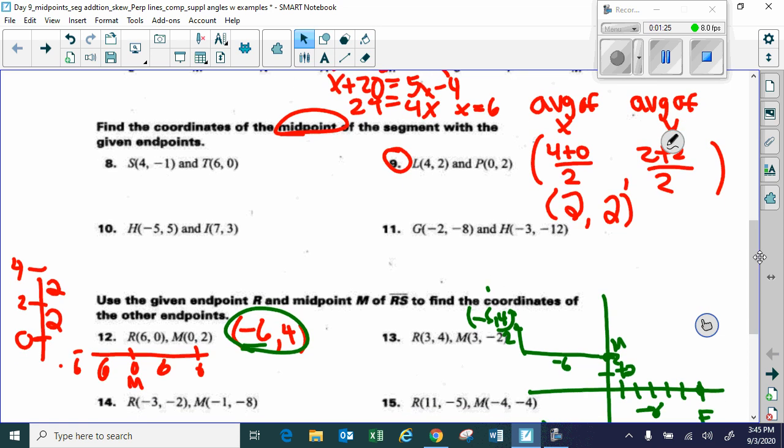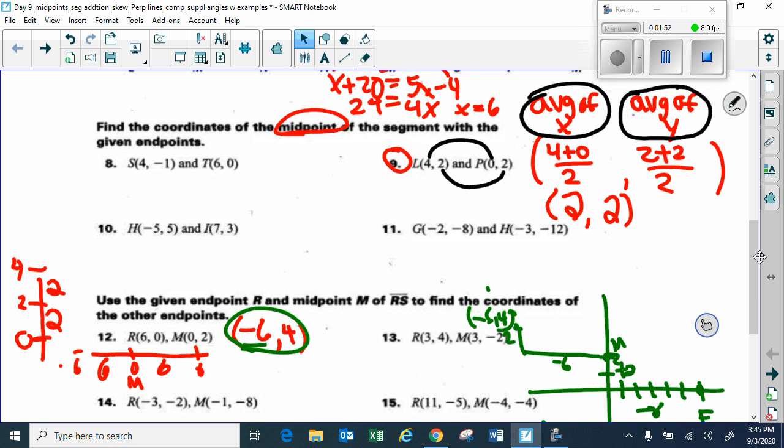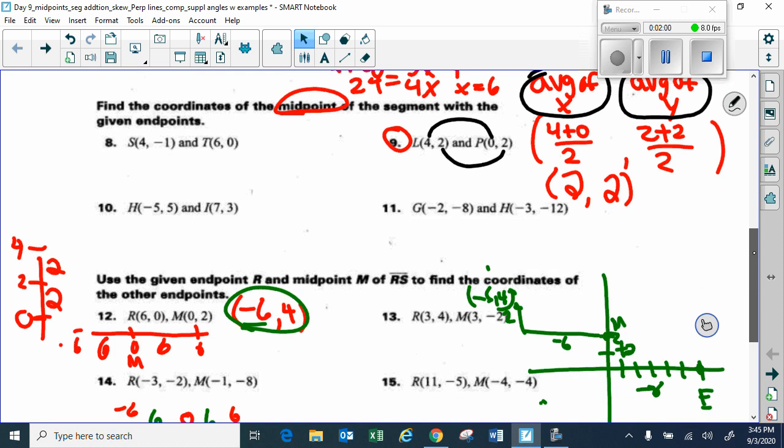Next one, find the coordinates of the midpoint of the segment. Okay, so we have 4 problems here. We're doing number 9. Find the midpoint. You take the average of the x's, as it says here, plus the average of the y's, as it says here. So how do you find average? Since there's 2 numbers, you add the 2 together and divide by 2. So added the 4 plus the 0, that's the x coordinates, divided by 2, and then 2 plus 2 divided by 2. And so you get 2 comma 2. Okay, so there's your midpoint. You do that for the other ones.